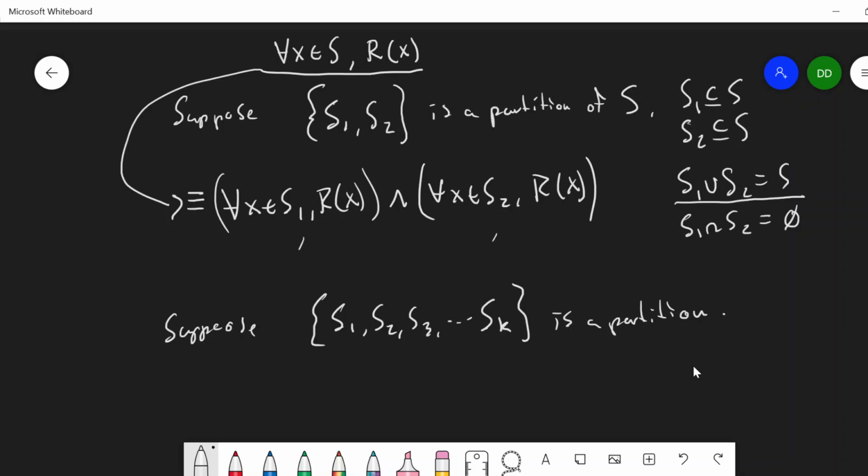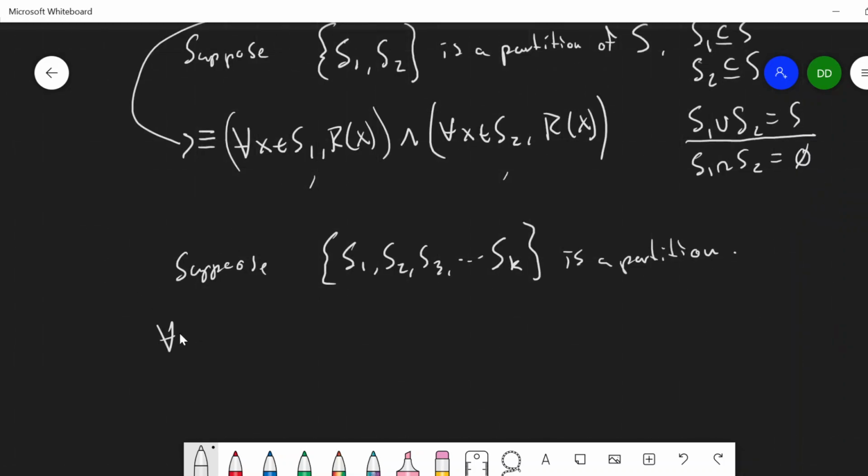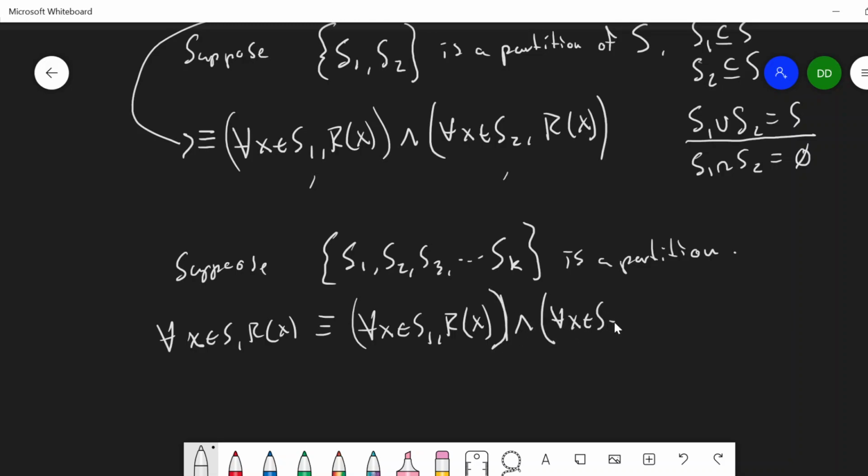The same idea will work. Showing that for all x in S, R of x, will be equivalent to showing that for all x in S1, R of x, and for all x in S2, R of x, and so on until we get to Sk, R of x. So we don't just need to break it down into two. That's not our only option. We can break it down into a bunch of different statements and prove each one individually.